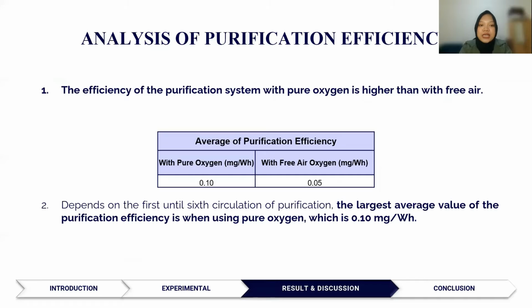So we can analyze that the efficiency of the purification system with pure oxygen is higher than the free air. And the second is, from the first until sixth circulation, the largest average value of the purification efficiency is when using pure oxygen, which is 0.1 milligram per watt hour.